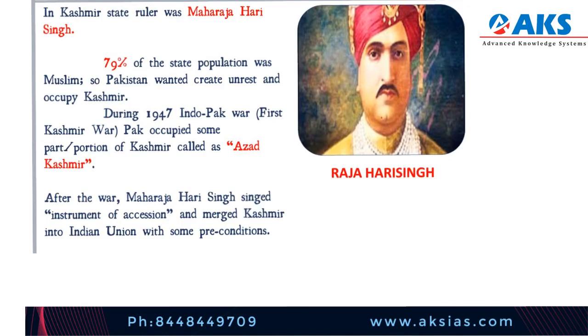Now let us look into the issue of Kashmir. The Kashmir state was ruled by Maharaja Hari Singh, who was a Hindu, but in this state the peculiar situation was the ruler was a Hindu whereas the majority of the population of the state were Muslims. Seeing this as an opportunity, Pakistan wanted to create unrest in the Kashmir Valley and wanted to occupy Kashmir.